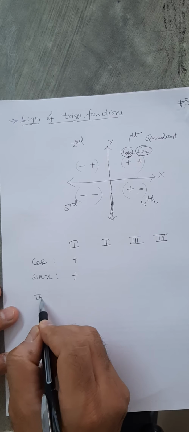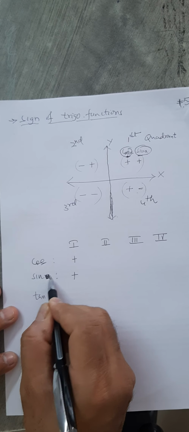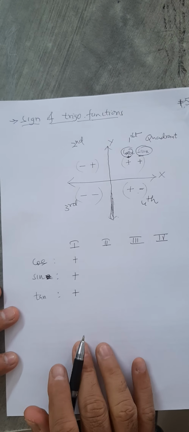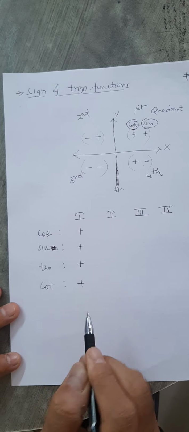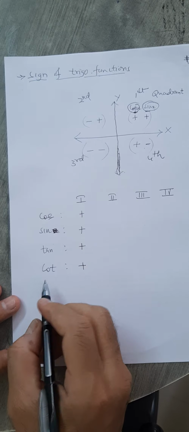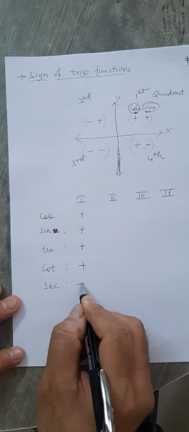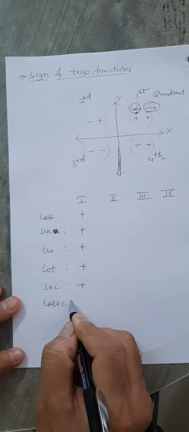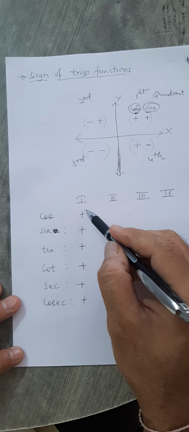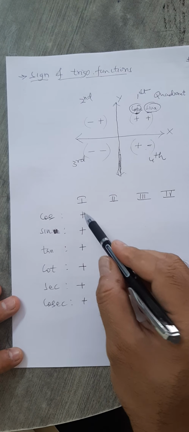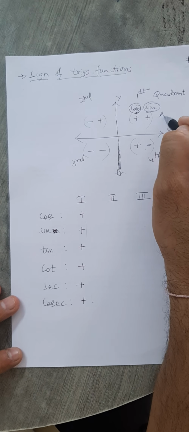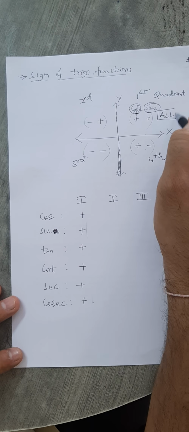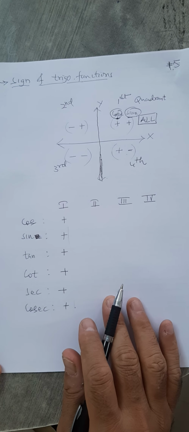If cos and sine are positive, I'll just write tan. Tan is also positive. If tan is positive, cot is the reciprocal of tan, so this is also positive. And since sine and cos are positive, sec is positive and cosec is also positive. Where? In the first quadrant. The plus sign means they are positive. It means all these trigonometric functions are positive, so we use the one word 'all' in the first quadrant.